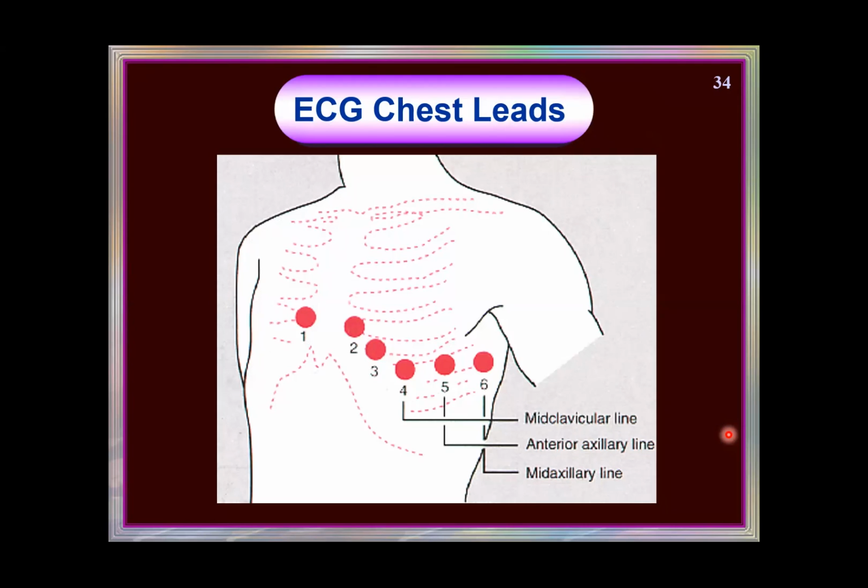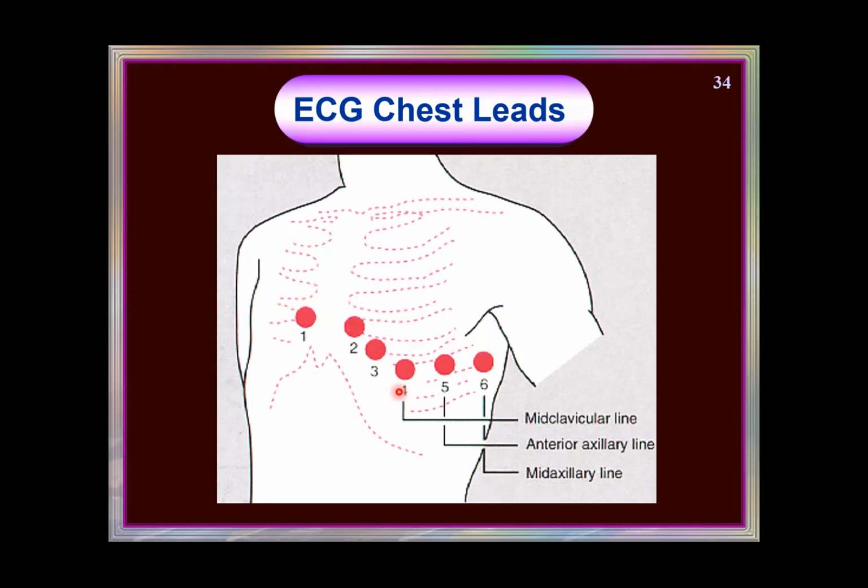Now coming to the chest leads, you must very clearly understand where we place these leads. These are called V1, V2, V3, V4, V5, V6. So you palpate the sternum, the manubrium sterni. The junction between sternal body and manubrium is the first interspace. Go to the third interspace. So this is the first interspace, second, third. The lead 1 is placed there, lead 2, 3, 4, 5, 6 in that order. And I will show you the exact positions.